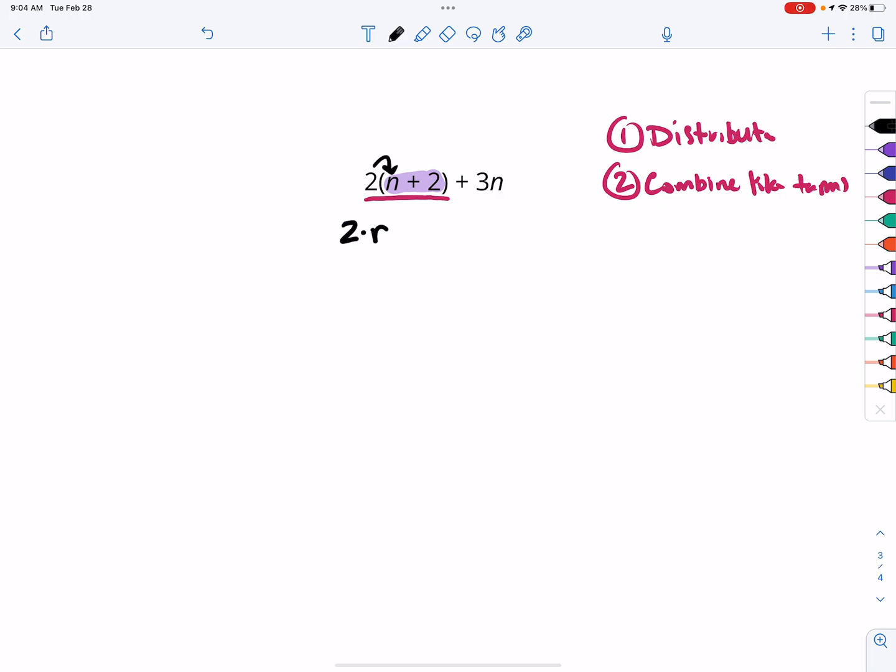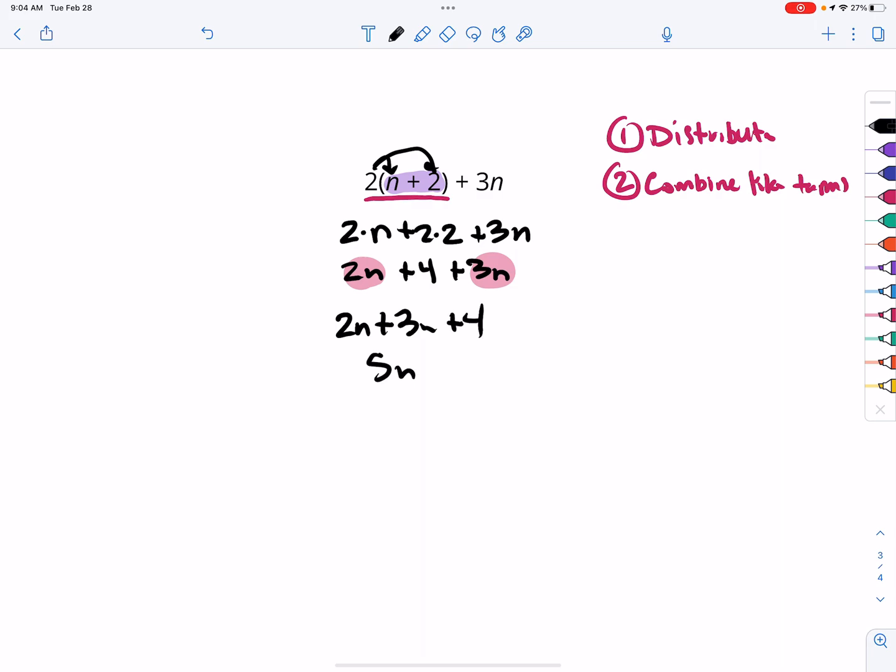2 groups of n plus 2 groups of 2 plus 3n. 2 times n is 2n plus 4 plus 3n. Now I notice we have 2n and 3n, so I am going to rewrite those. 2n plus 3n plus 4, and that equals 5n plus 4.